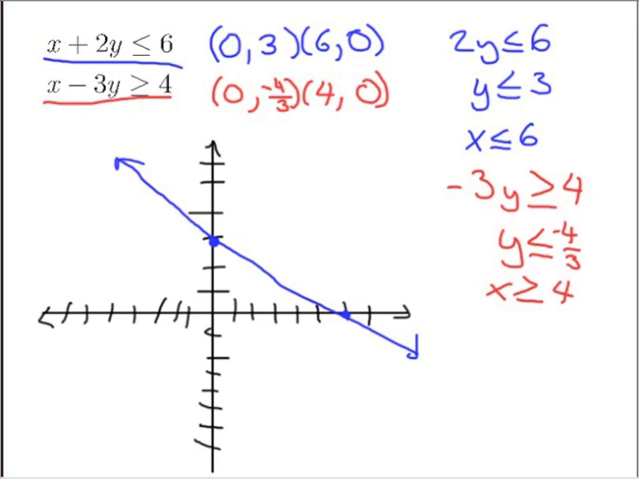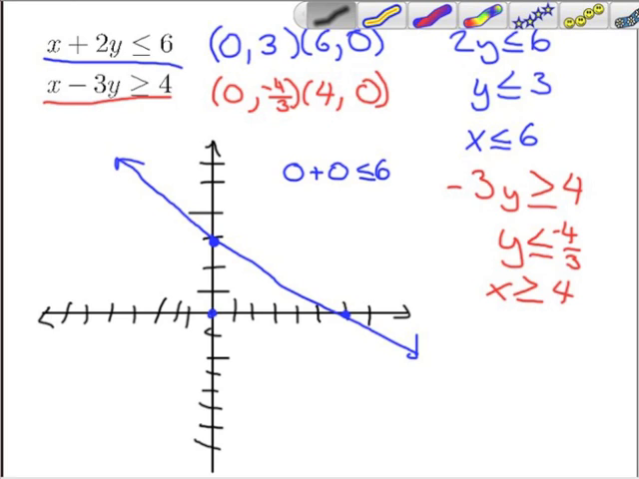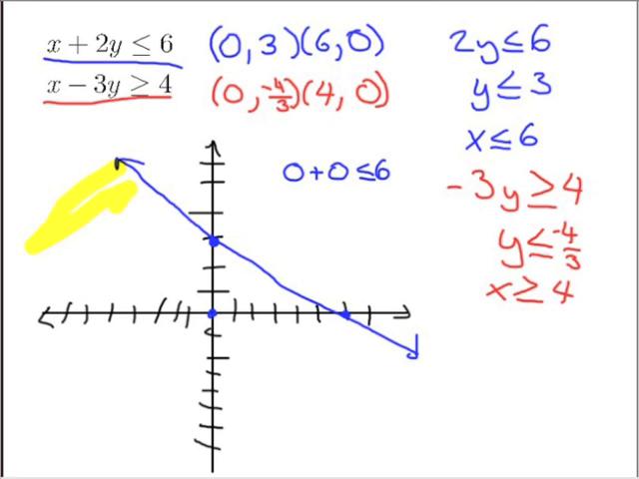Now we've got to look at where to shade. To figure out where to shade in an inequality, we need to pick a point that is not on our boundary line. Here I'm going to use 0, 0 since 0, 0 is not on my boundary line. If x is 0 and y is 0, I get 0 plus 0 is less than or equal to 6. Last time I checked, 0 is less than or equal to 6, so I can then shade everything the same side as 0, 0, which would be everything down here. We are halfway done with our problem at this point.